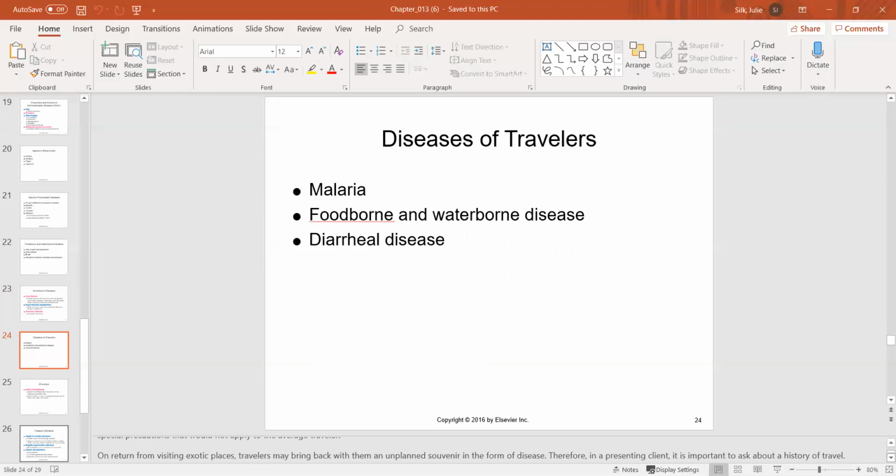On return from visiting exotic places, travelers may bring back with them an unplanned souvenir in the form of a disease. Therefore, in a presenting client, it's important to ask the history of the travel.